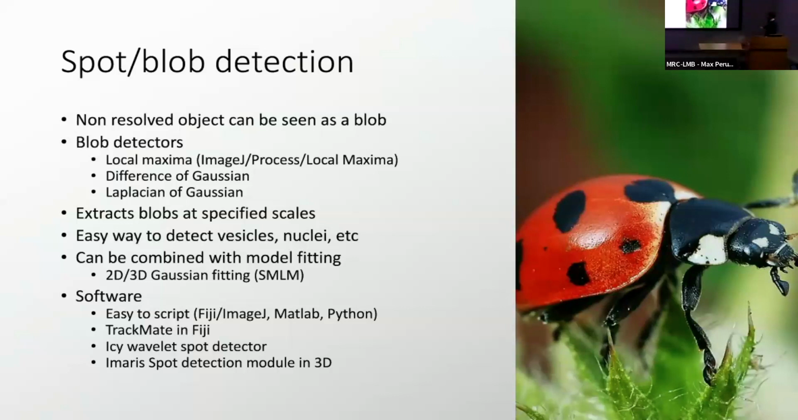It can be combined with model fitting, such as 2D or 3D Gaussian fitting, to get a sub-pixel localization of each of these blobs. Single molecule localization microscopy is based on this. It's easy to script in any language or environment you want to use. It's also easily available in Imaris, and you can track them later on. In Fiji, you also have ThunderSTORM, which is good for spot detection. You have the wavelet spot detector in Icy.